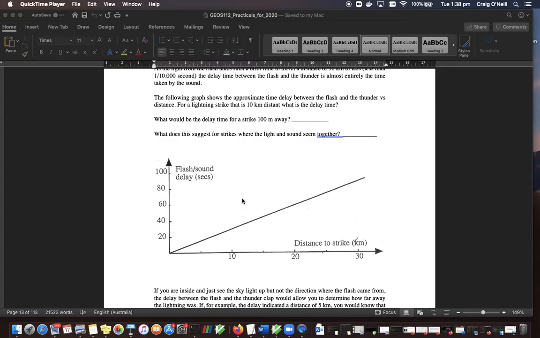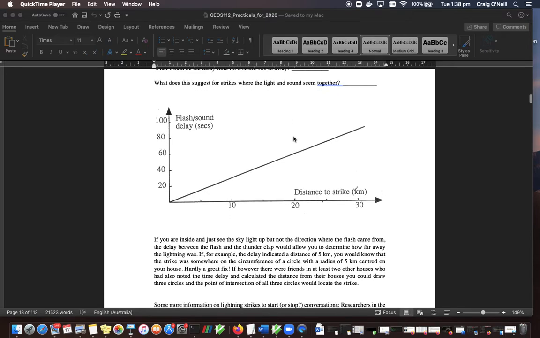For us then, if you took that 10 kilometers and divided it by 100, that's 100 meters. What would be the delay time? In that case, you'd divide your answer by 100 and end up with about 0.3 seconds or so, which is your delay time for 100 meters away. Of course, that suggests that when you see the light and hear the thunder all together, the lightning strike is occurring very, very close by.